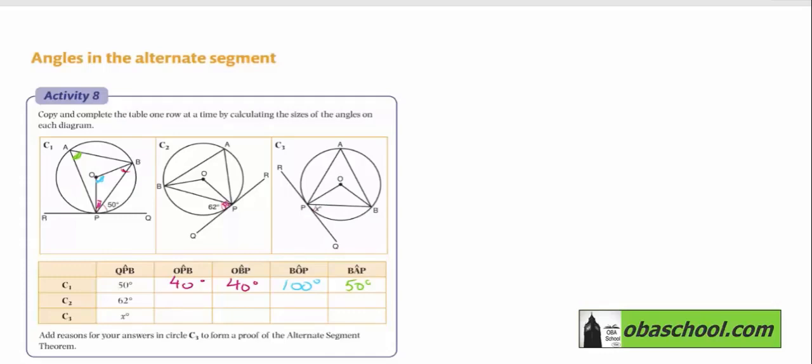And since QPB is equal to 62, OPB would in such case be equal to 90 minus the angle QPB, which is 62 degrees. And so that would be 28 degrees for the angle OPB.